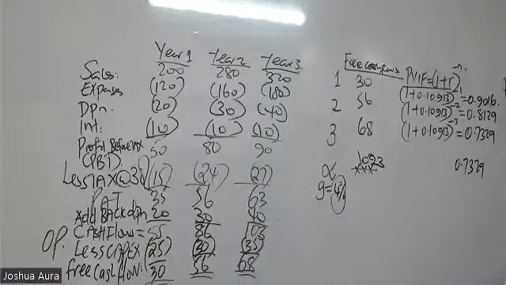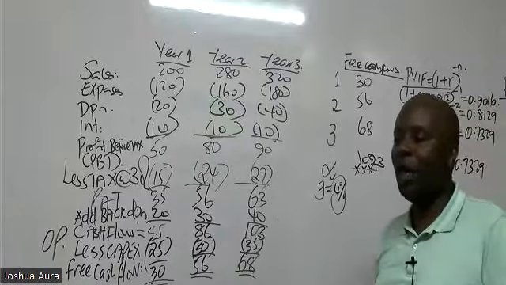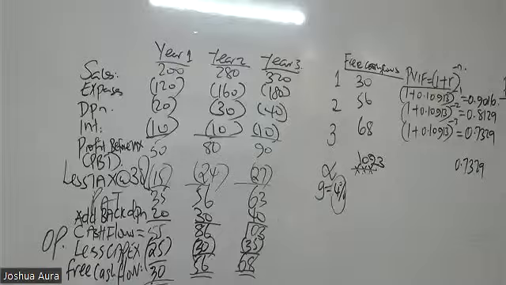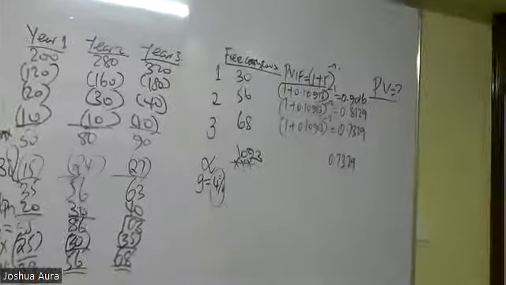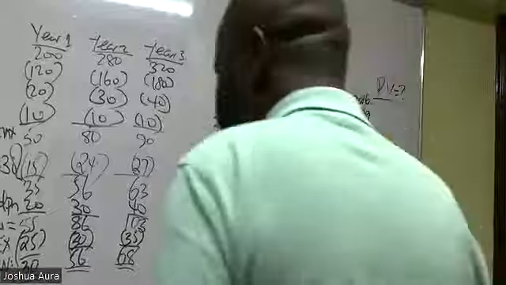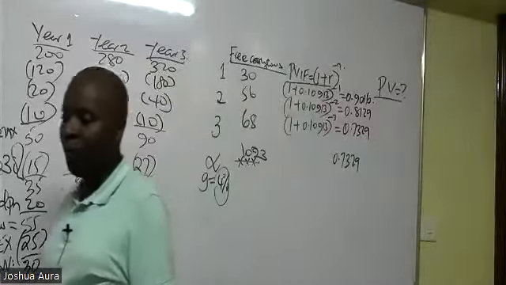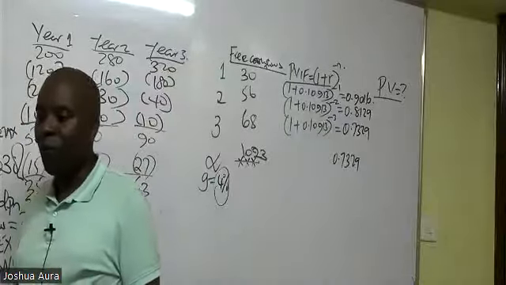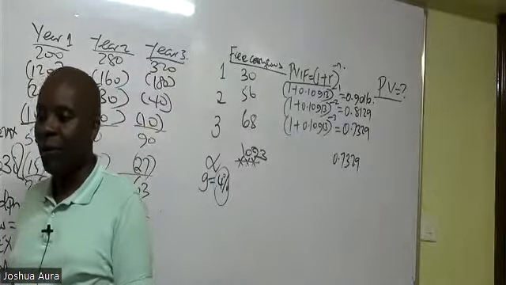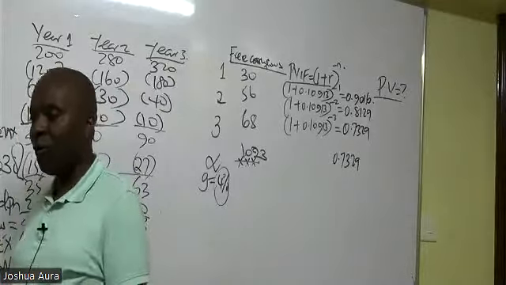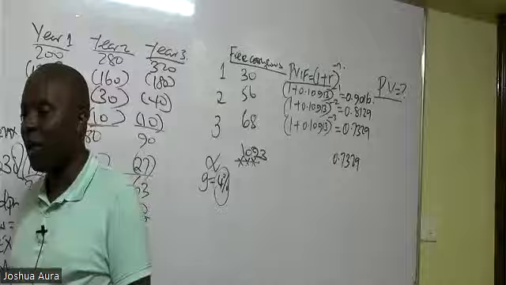So come here and create the last column, present value. So what do we have here? Present value is a round off. Present value, you can round off however you want, even to 2 decimal places.